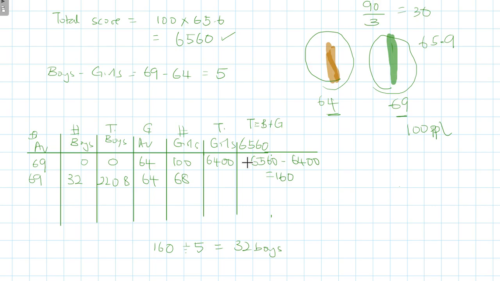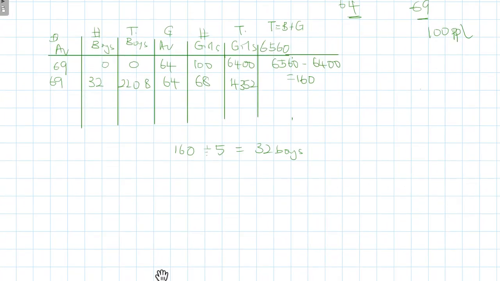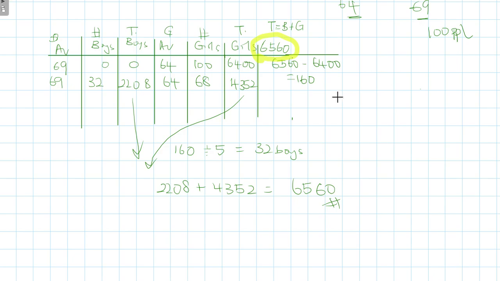68 girls times 64, their average score, gives 4352. Here I can check if this and this add up to the total score. 2208 and 4352 add up to 6560. So I can confirm that in the whole class I have 32 boys and 68 girls.